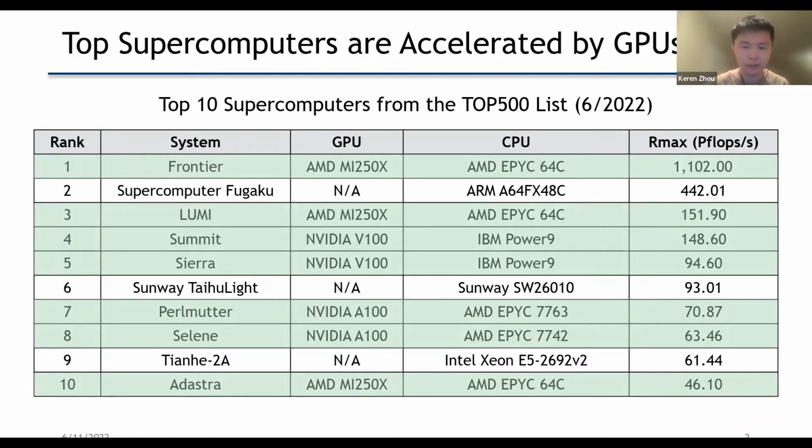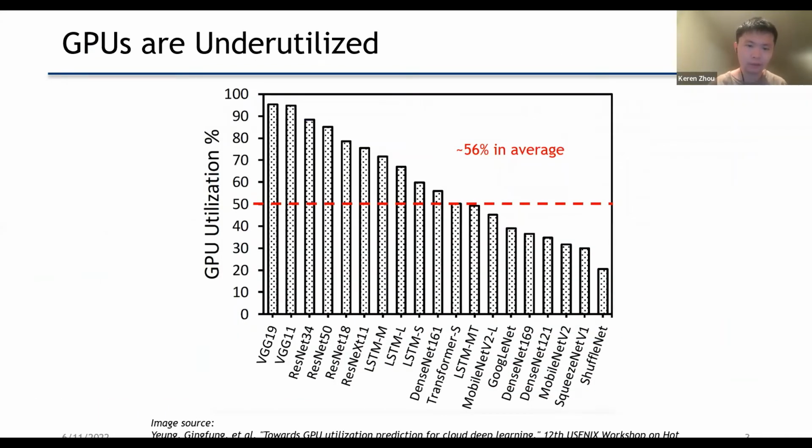However, previous studies have shown that GPUs are not utilized well in important workloads. This chart shows the GPU utilization rate for 19 important deep learning neural networks running on a single NVIDIA GPU. We can see that the average utilization rate among all the workloads is only 56%, and about half of the workloads use the GPU less than 50%.